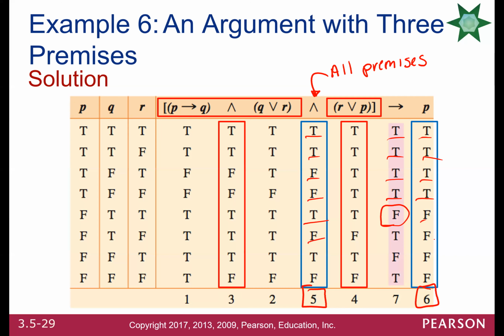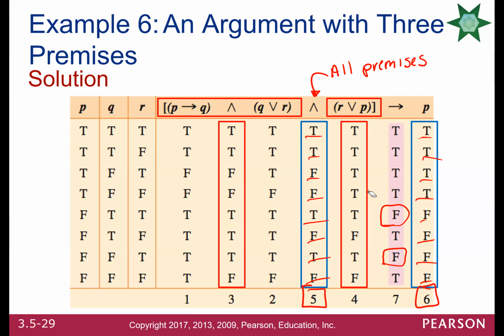We have false, false, that would be true. True, false, oh, that would be false also. And then false, false would be true. So because we have those two falses in our answer column, this is not a valid argument.